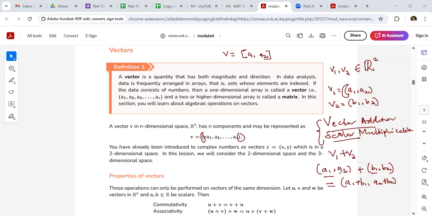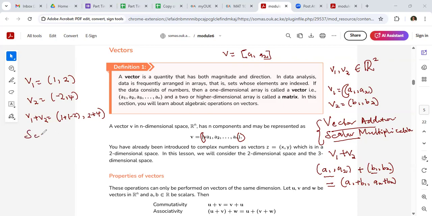So when you add vectors, you add corresponding elements. For example, say I take the vector v1 to be 1, 2, and the vector v2 to be, say, negative 2, 4. Then I can add v1 plus v2 by adding corresponding elements: 1 plus negative 2, comma, 2 plus 4. So you add corresponding elements.